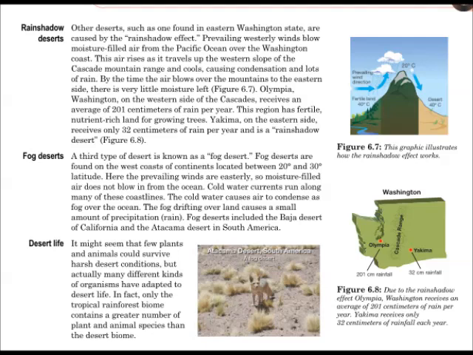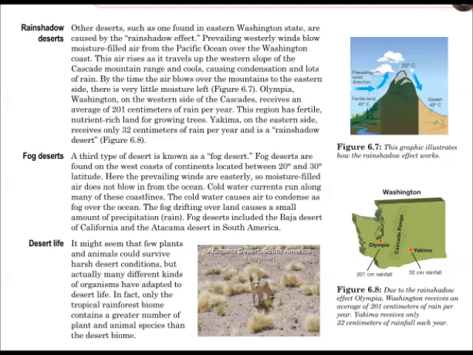A third type of desert is known as a fog desert. Fog deserts are found on the west coast of continents located between 20 degrees and 30 degrees latitude. Here, the prevailing winds are easterly, so moisture-filled air does not blow in from the ocean. Cold water currents run along many of these coastlines. The cold water causes air to condense as fog over the ocean. The fog drifting over land causes a small amount of precipitation, rain. Fog deserts include the Baja Desert of California and the Atacama Desert in South America.